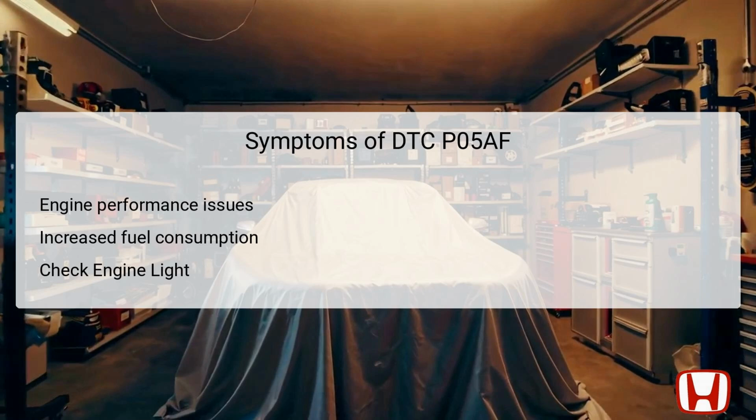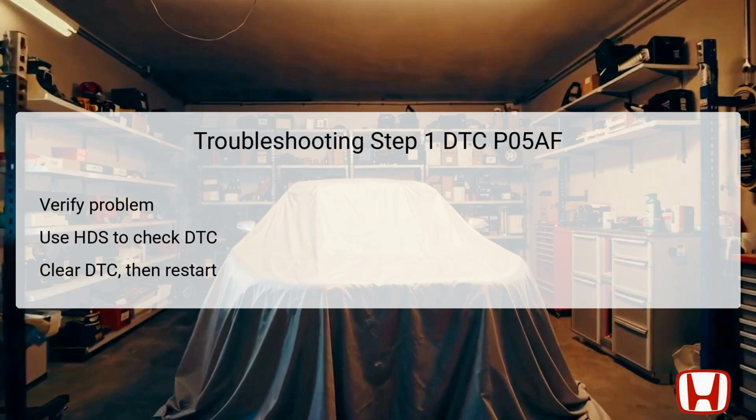effective repairs. The first troubleshooting step for DTC P05AF involves verifying the reported problem. Start by turning the vehicle to the on mode and using the Honda Diagnostic System, HDS, to clear the DTC. After clearing the DTC, switch the vehicle back to the off, lock mode before restarting the engine.